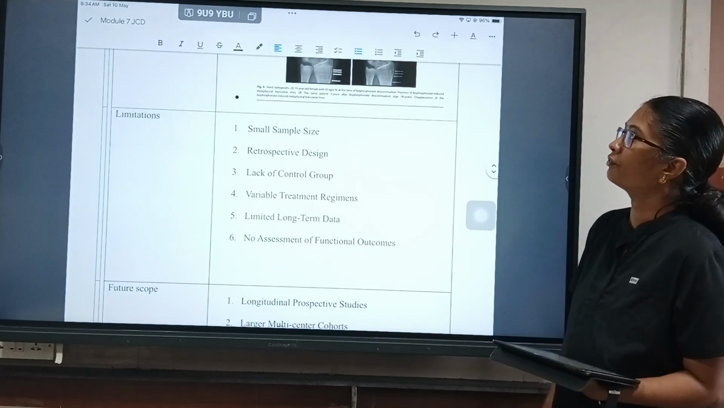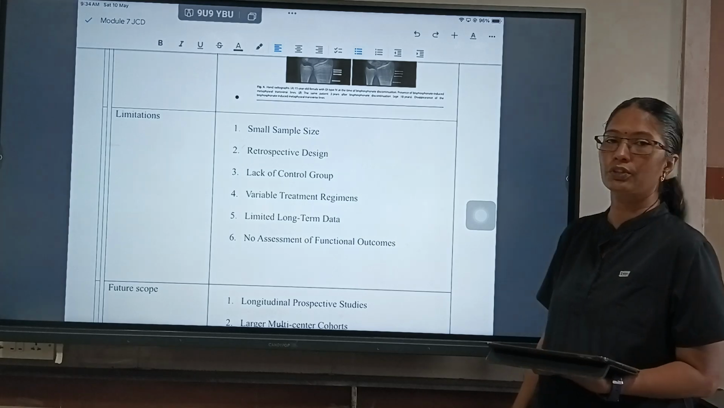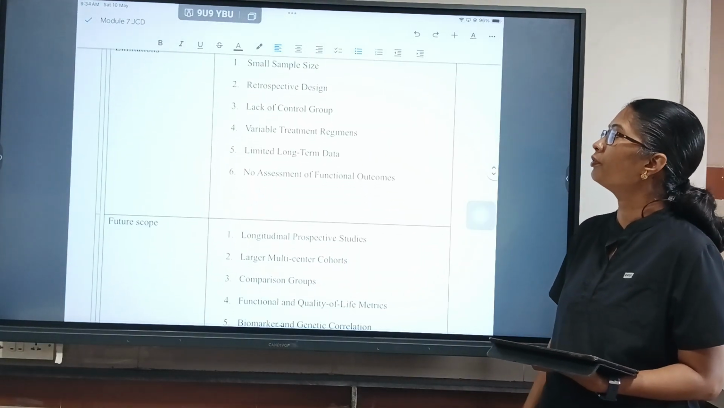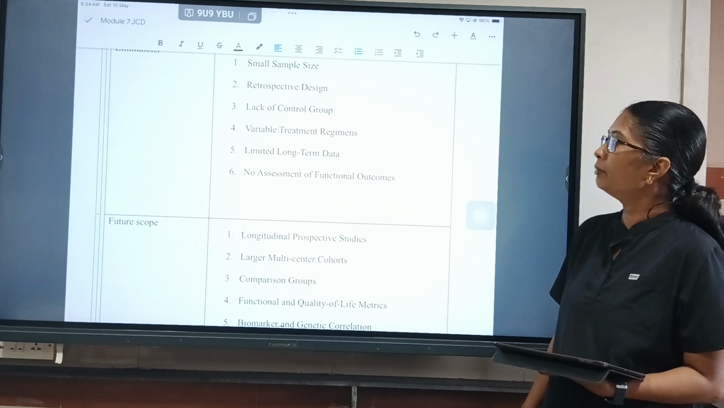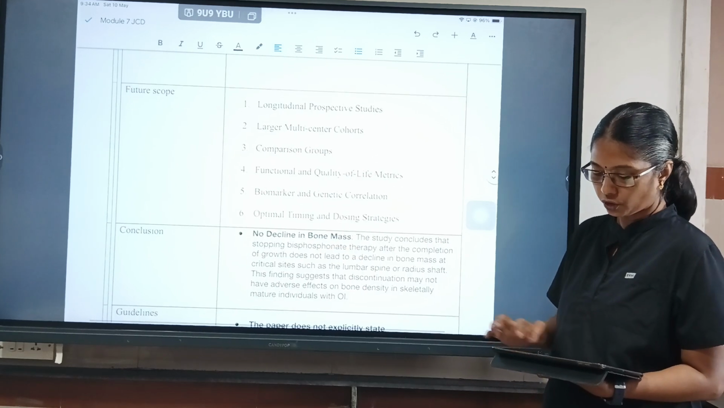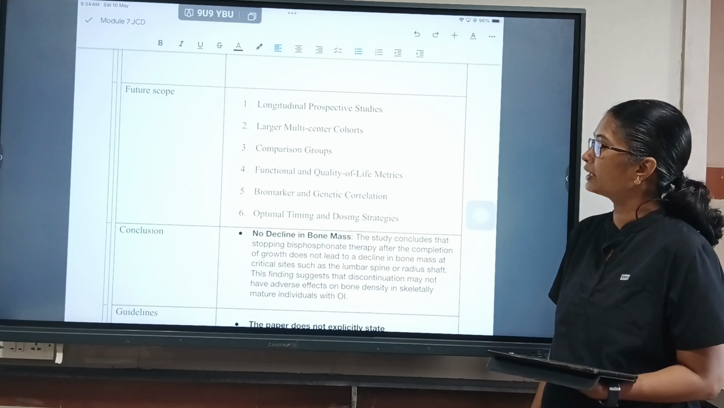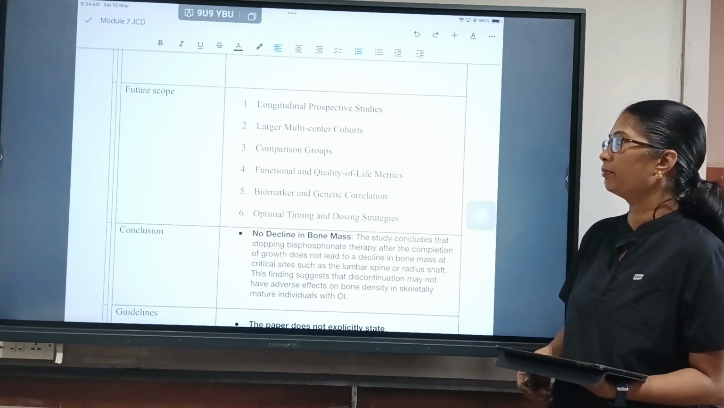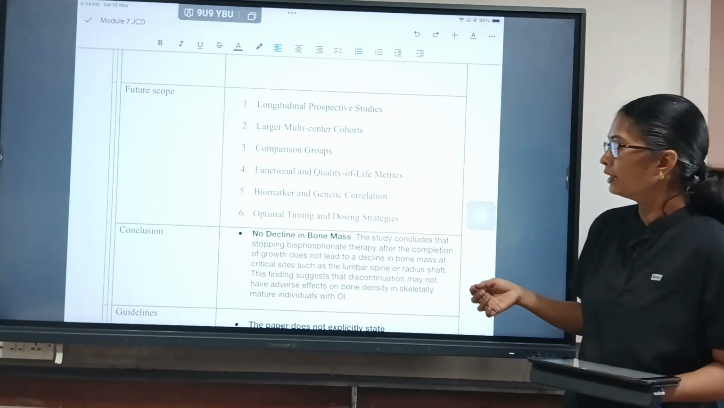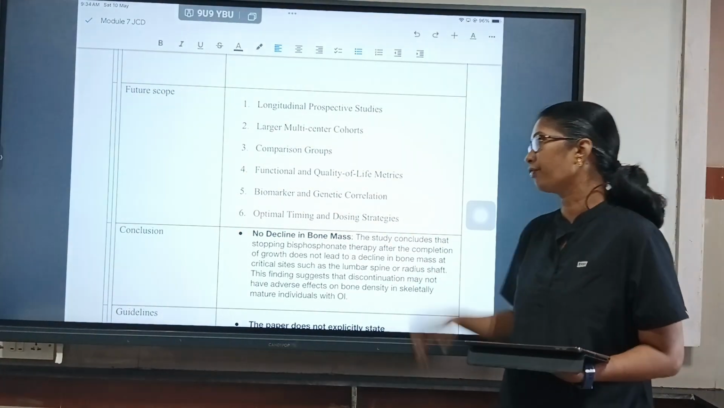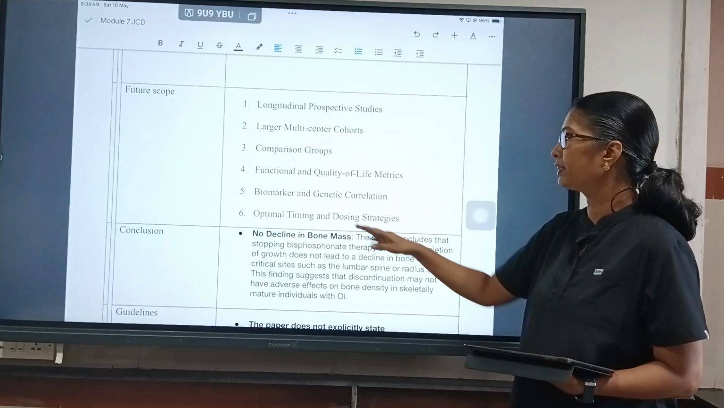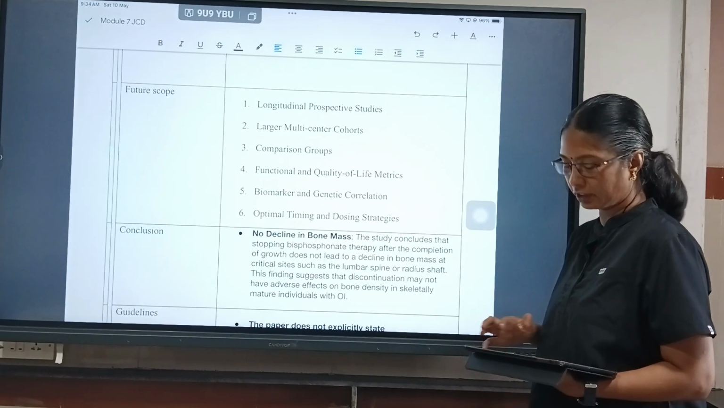So the limitations of this study were the sample size, which was only 31, the retrospective design, lack of a control group, variable treatment regimens, limited long-term data and no assessment of functional outcomes. The future scope was longitudinal and prospective studies, larger multi-center cohorts can be used, and there need to be some comparison groups, functional and quality of life metrics, biomarker and genetic correlation has to be studied, and optimal timing and dosing strategies have also been mentioned.